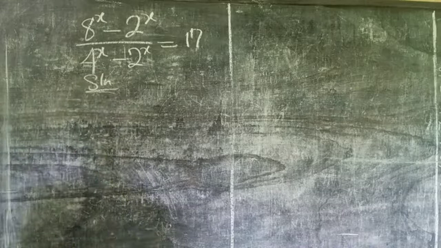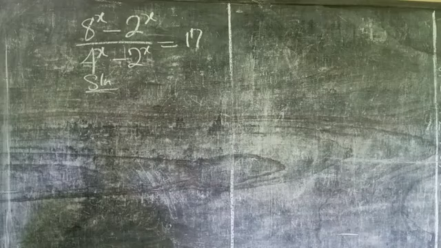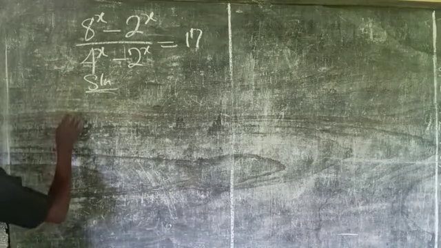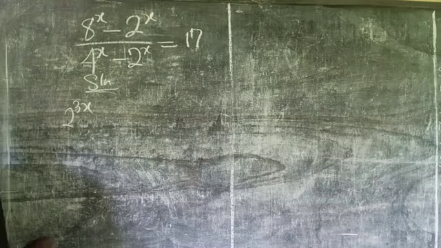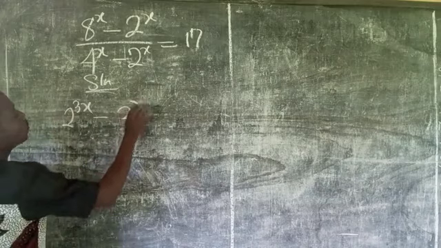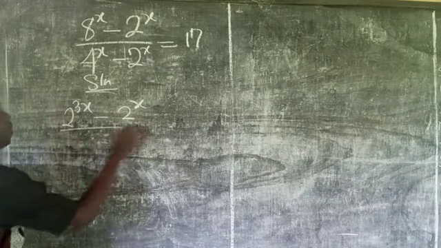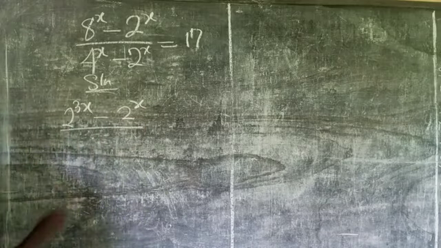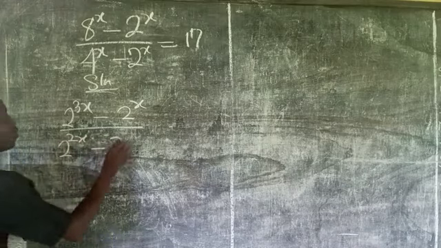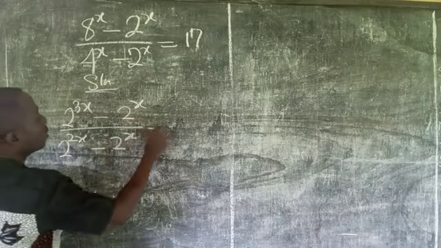We're going to try to bring each of the terms to the same base, and the lowest base there is 2. So we have to write 8 as 2 raised to power 3, so we have (2^(3x) − 2^x) all over, and 4 is 2 raised to power 2, so 2^(2x) − 2^x equals 70.